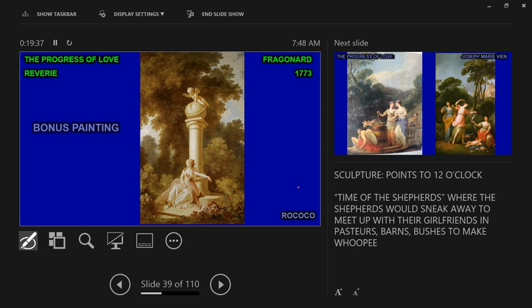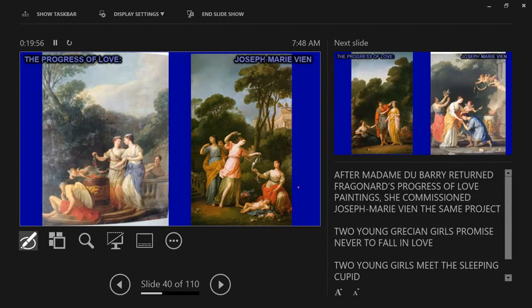Now, I was curious when I read the story of Madame du Barry returning the paintings, and then she commissioned another artist to paint the Progress of Love, and he painted that for her, and she accepted it. So I was like, what made the other ones so good and these not? So this is the Progress of Love that she did accept.